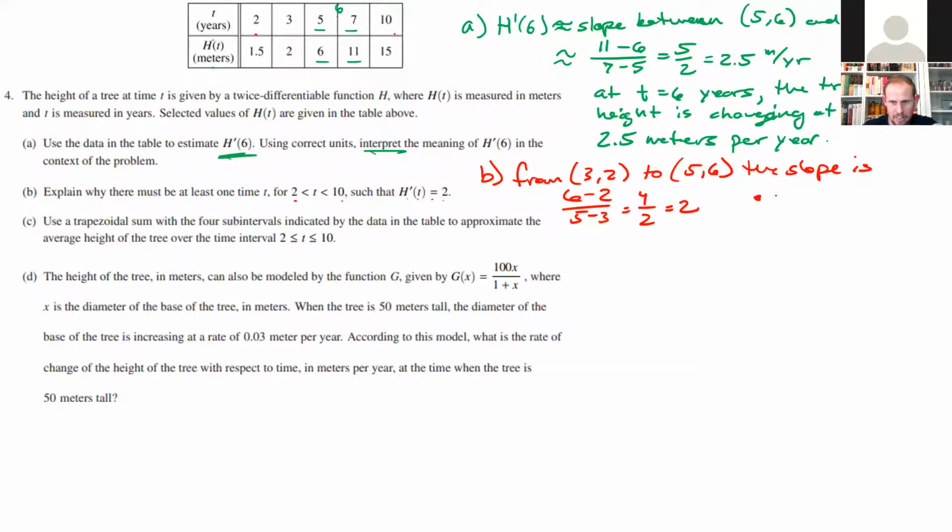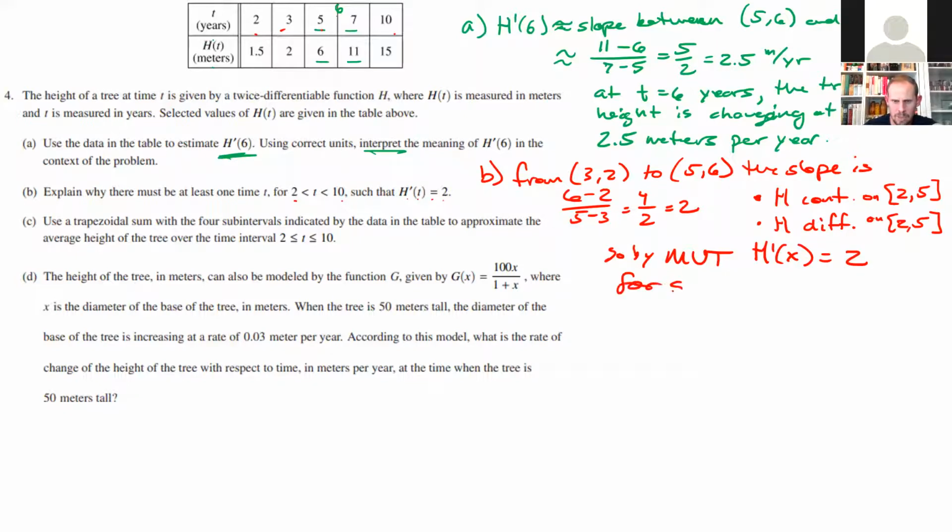So in order to do the mean value theorem, we need to say that h is continuous and that h is differentiable. And this is, again, on the interval from 2 to 5, because that's what we're talking about. So by the mean value theorem, h prime of x equals 2 for some x between 2 and 5. All right, so that's just a straight up application of the mean value theorem.